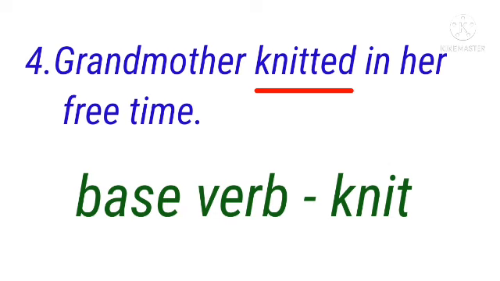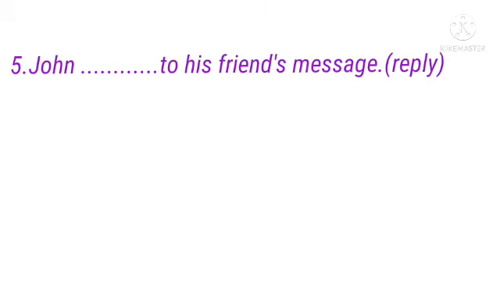In some cases, the last letter will be doubled and after that we can add D or ED with the verb. So here the last letter T is doubled and after that we add ED with the verb. So the word is knitted, K-N-I-T-T-E-D, knitted.